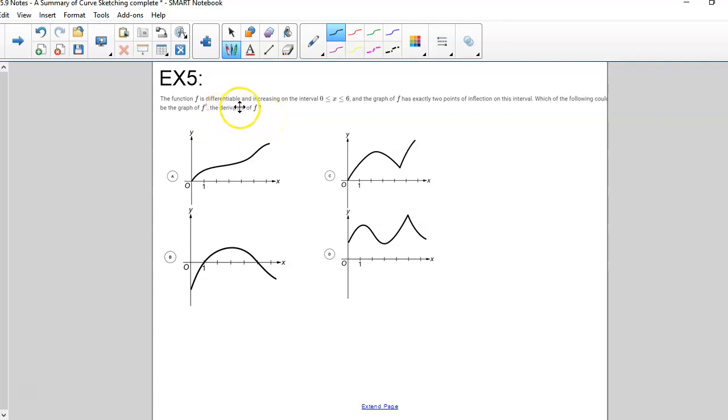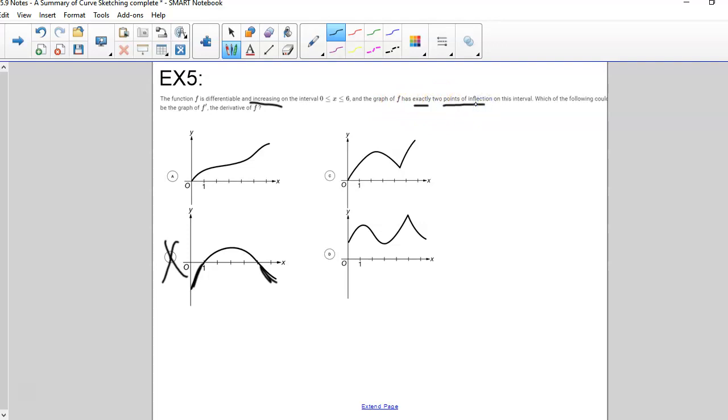So we know f is increasing from 0 to 6. What does that tell us about the derivative? If the graph's increasing everywhere, what's it tell us about the derivative? It is positive. So which one can we throw out? B. B is out because B is negative somewhere, which would mean that the function has to be decreasing. So that is out.